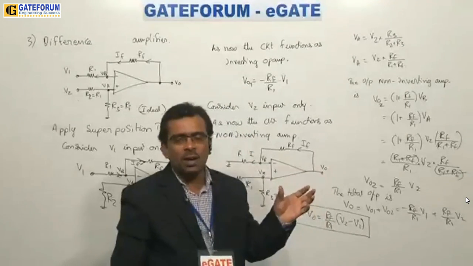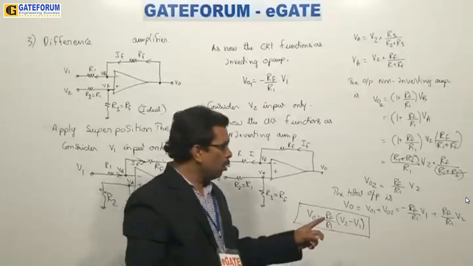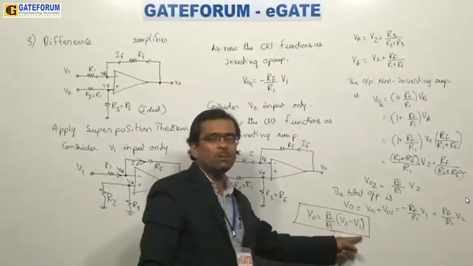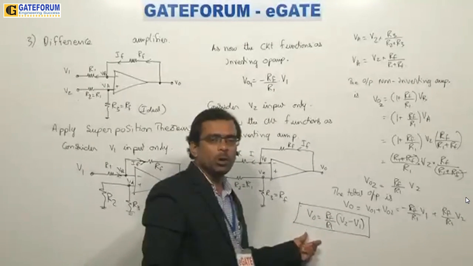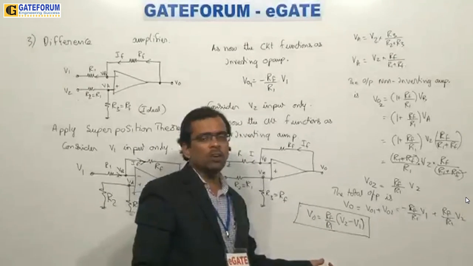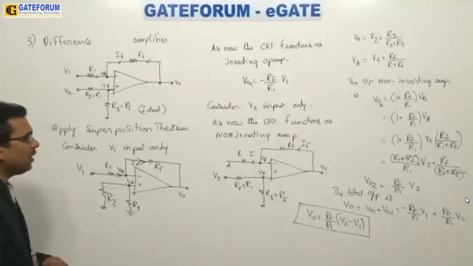Select RF as 100 and take R1 as 10. So 100 by 10 is 10. So whatever the difference is, you get 10 times that difference at the output. This is how the circuit is going to work. This is the output of a difference amplifier.